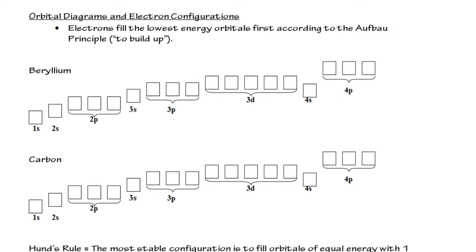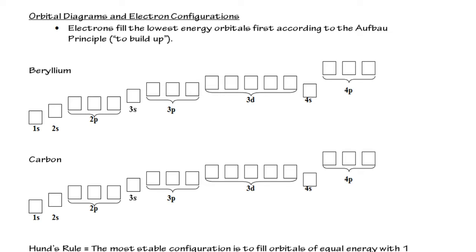This is referred to as the Aufbau principle. For those of you that are fluent in German, Aufbau kind of means to build up. So we're going to always fill orbitals from the lowest energy level up to the highest energy level. And this is super easy, piece of cake.